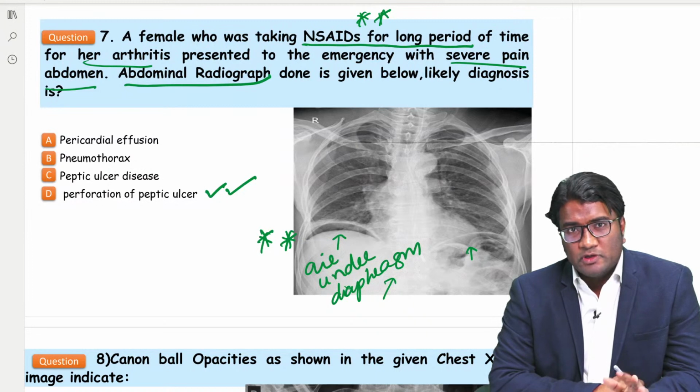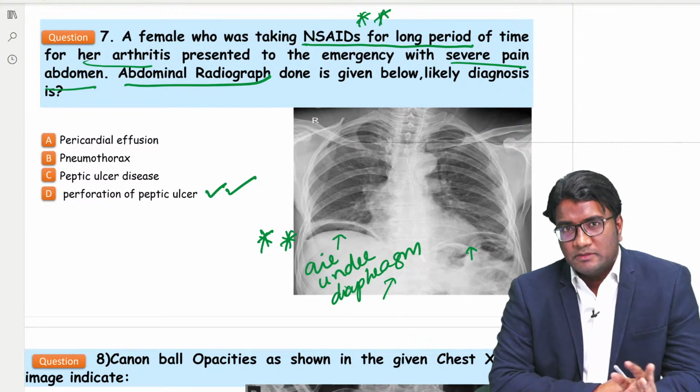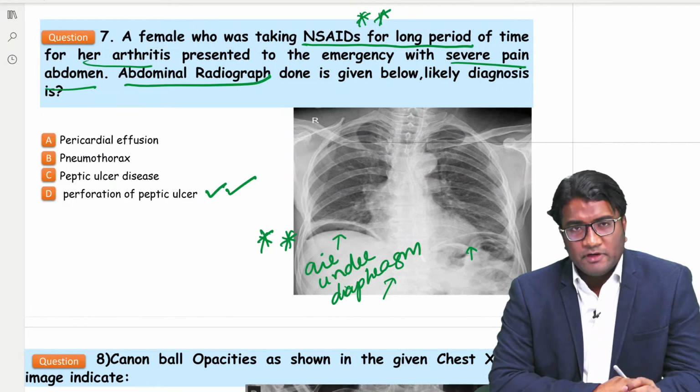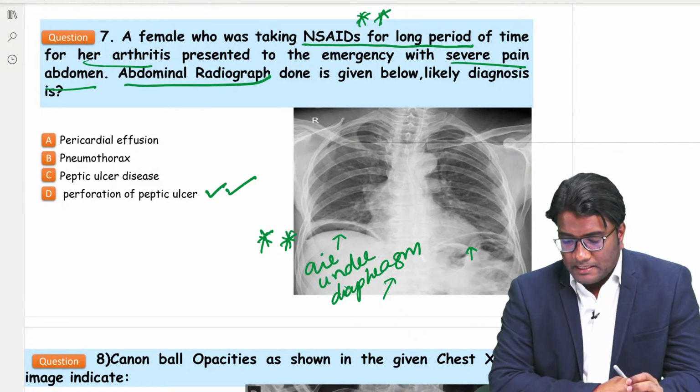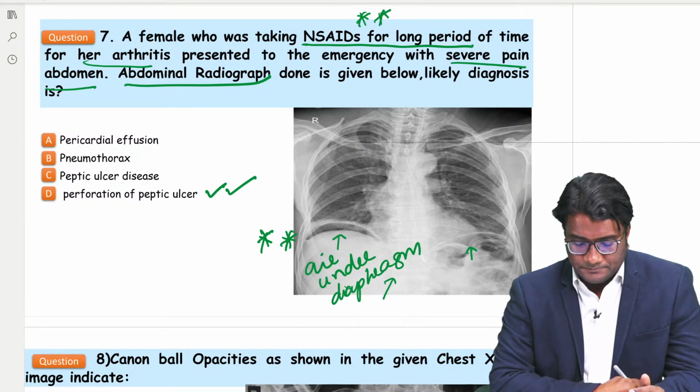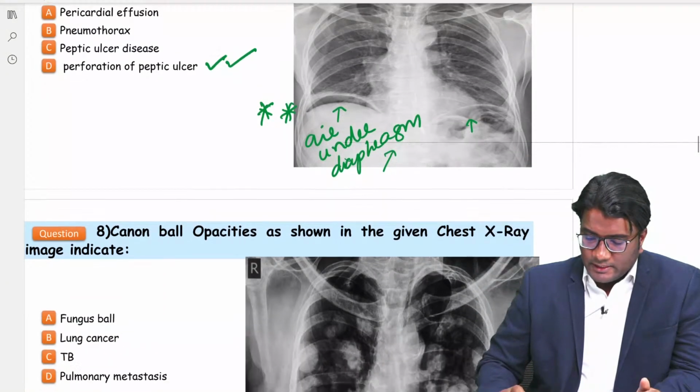Some students have told me both options were there, sir, one was peptic ulcer disease and one was perforation. If both are given, I hope you have selected carefully: perforation of peptic ulcer. Is that clear? Serum amylase was normal here, so that rules out the pancreatitis part, right? Sure. Let's go to the next one.